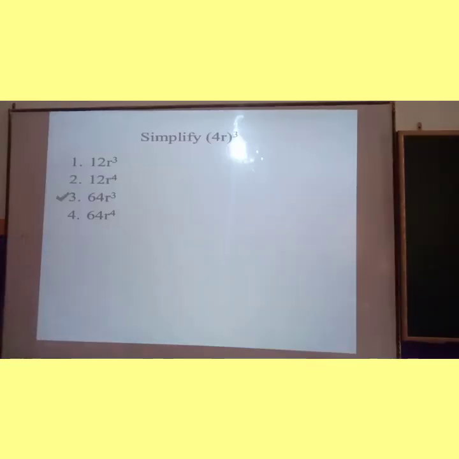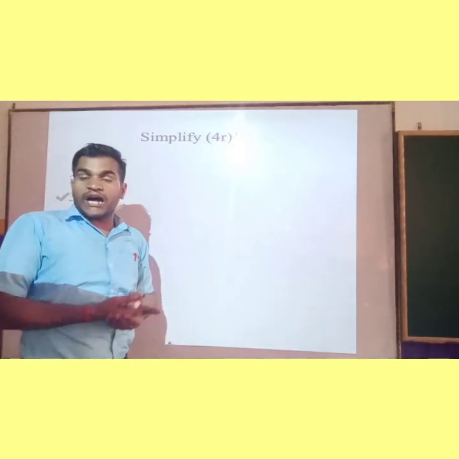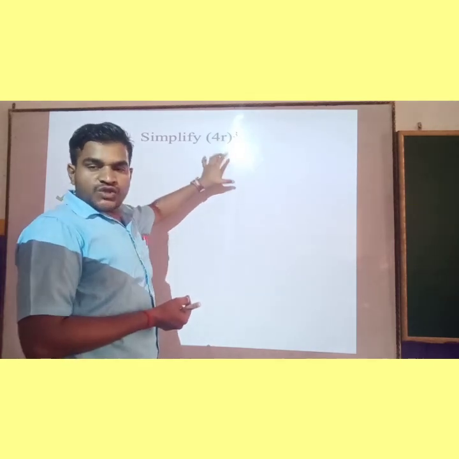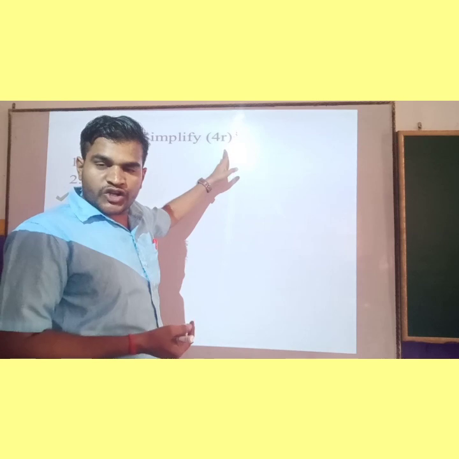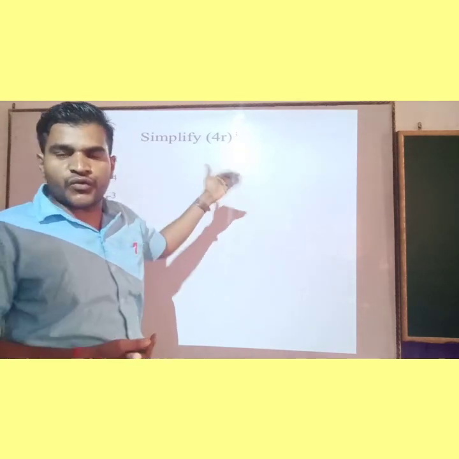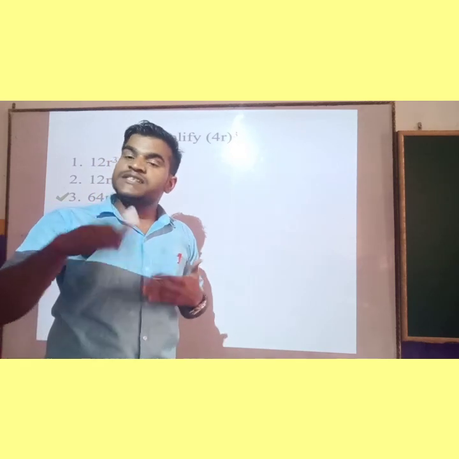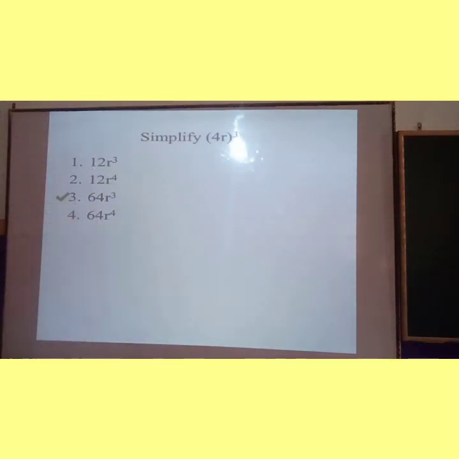So here children is given simplify 4r whole cube. 4r whole cube means 4r in the parenthesis. So everything in the parenthesis raised to that power. So 4 cube into r cube. 4 cube, 4 into 4 into 4. 4 4s are 16, 16 4s are 64. So 64 r cube. So what will be the answer? 64 r cube will be the answer.